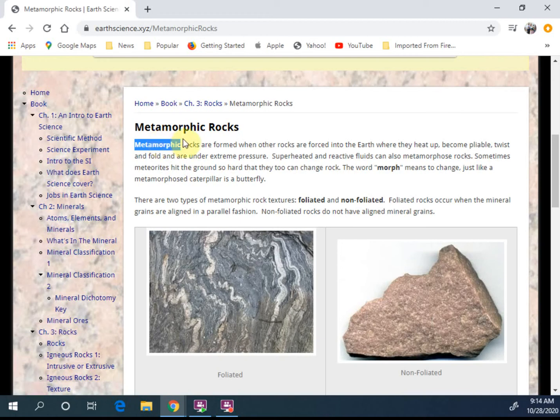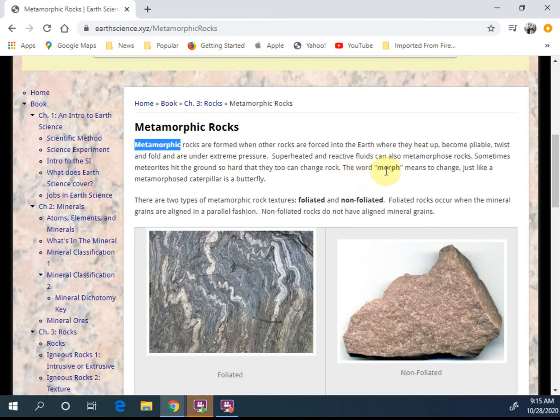Metamorphic rocks are formed when other rocks are forced into the earth, where they heat up, become pliable, and twist and fold under extreme pressure. Also, superheated and reactive fluids can metamorphose rocks. So technically two ways of doing so. I would actually add a third one: meteorite impacts as well. Sometimes meteorites hit the ground so hard that they too can change the rock.